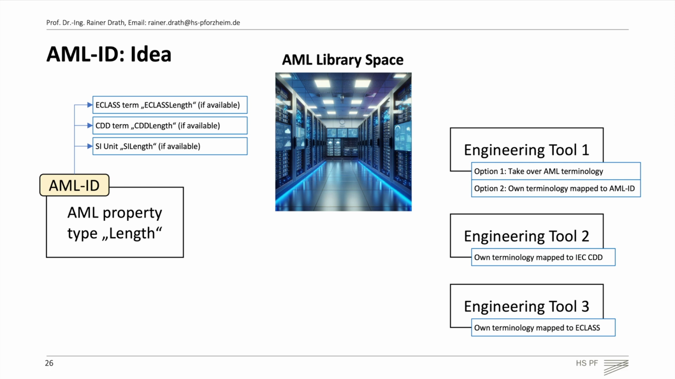So this means that engineering tools 1, 2, and 3 can exchange data by AutomationML, by the AML ID concept, even if they do not know the AML ID concept and even if they don't use it. This means the AML ID concept is not a competition. It's not yet another semantic standard. It is able to interconnect semantic standards that already exist. So in this way, we achieve interoperability between engineering tools which use different semantic standards.